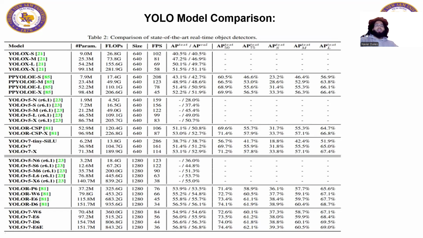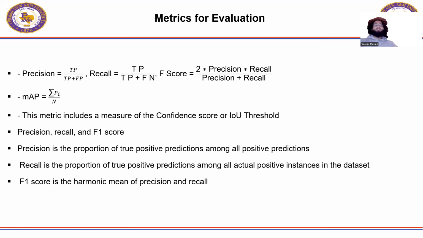Here we've got some model comparisons in various sizes, their average precision, their size, and number of parameters, things of that nature. Some metrics for evaluation include precision, recall, and F-score, where the F-score is the harmonic mean of precision and recall.